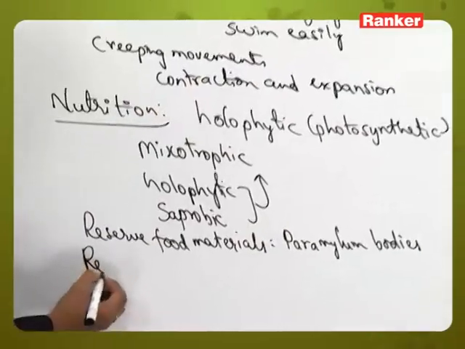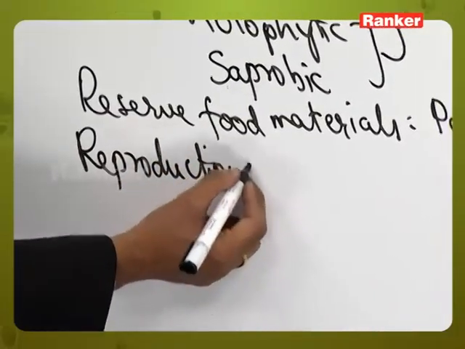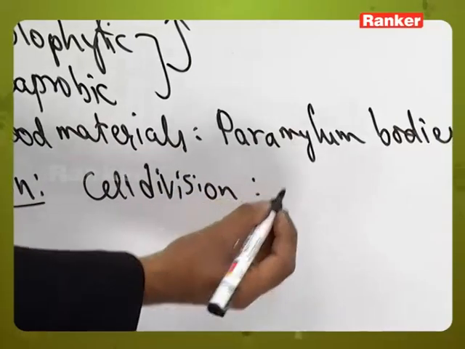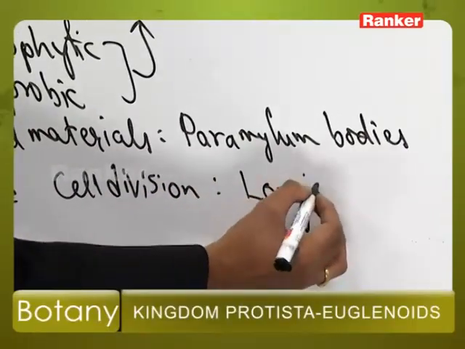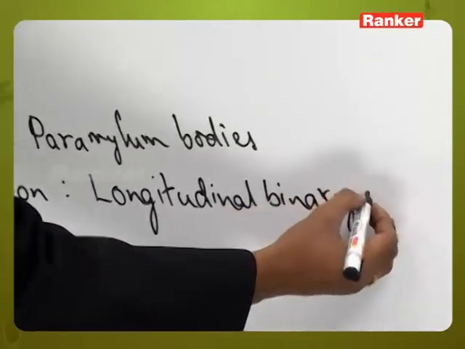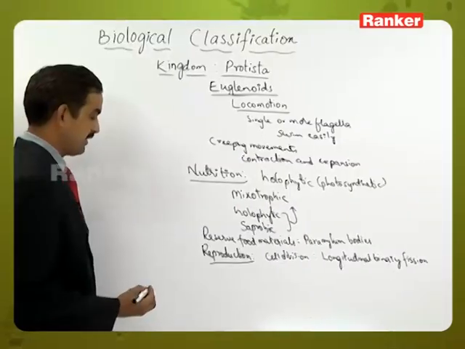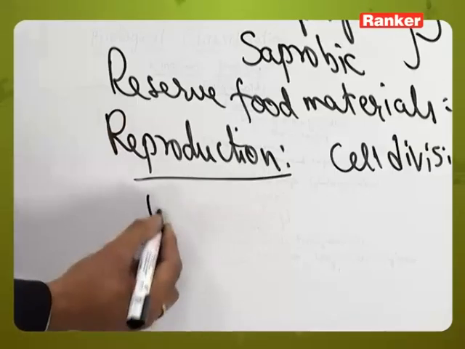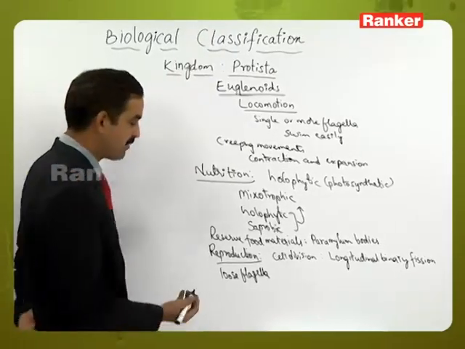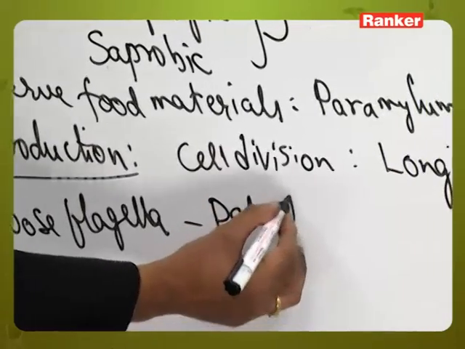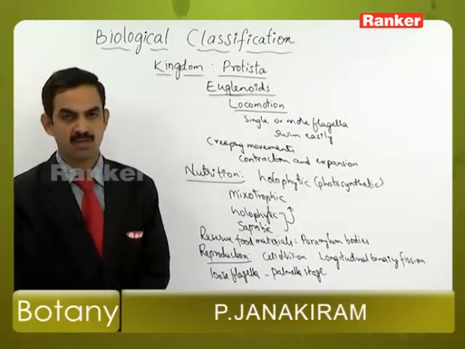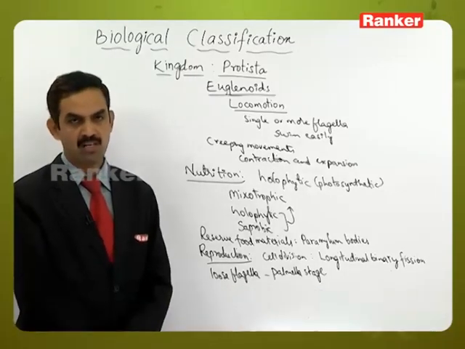Then coming to reproduction. They generally reproduce by a process called cell division. Here binary fission takes place in a longitudinal manner. So we call it longitudinal binary fission, the method of reproduction taking place in the members of euglenoids. Then sometimes they lose flagella and secrete a wall around them under unfavorable conditions, and that stage is called the palmella stage. That means when they lose flagella and acquire such a structure, they appear like an alga called Palmella. That's why we call it the palmella stage.